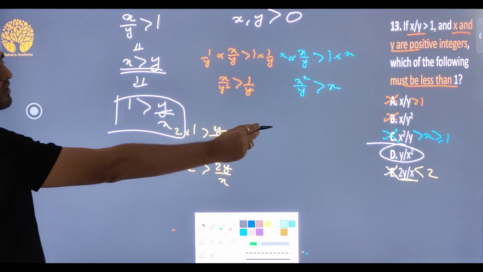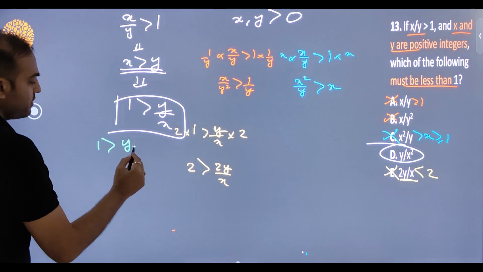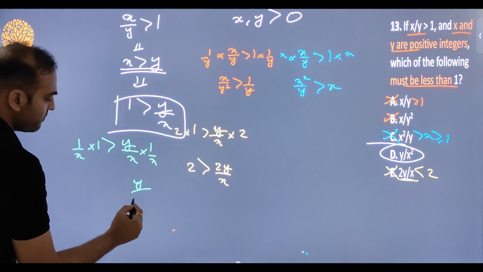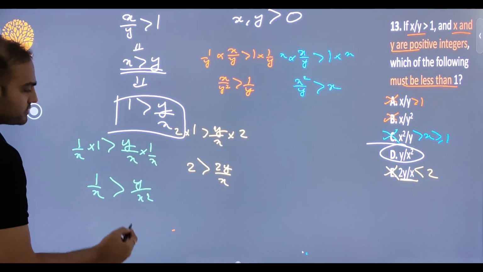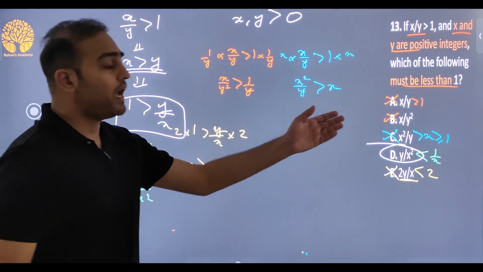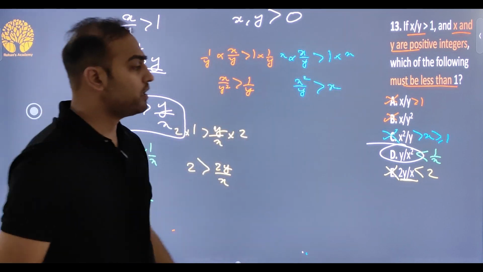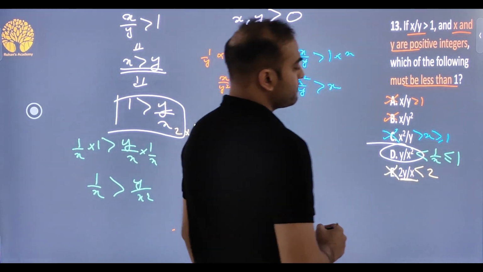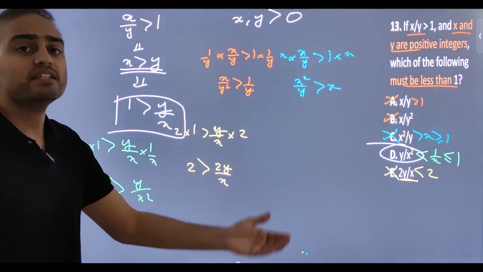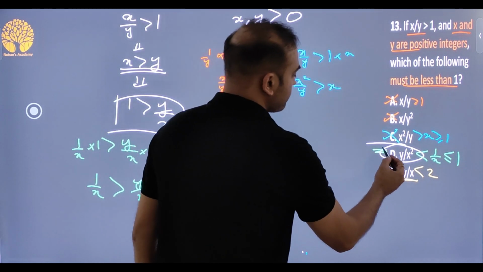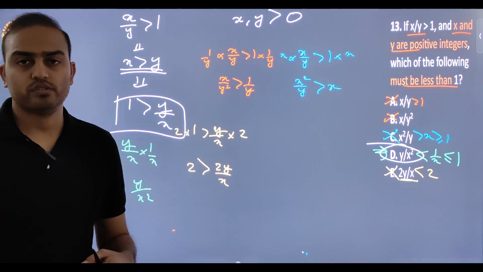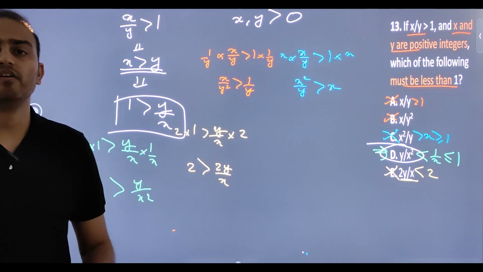So again, to get y by x square, I need to multiply both sides by 1 by x. So I get y by x square is less than 1 by x. Since y by x square is less than 1 by x, and I know 1 by x is less than or equal to 1, because x is greater than or equal to 1, y by x square has to be less than 1. Okay? So what I'm trying to say is, don't just jump and try to plug in values. Understand it, and you'll be able to solve everything theoretically.